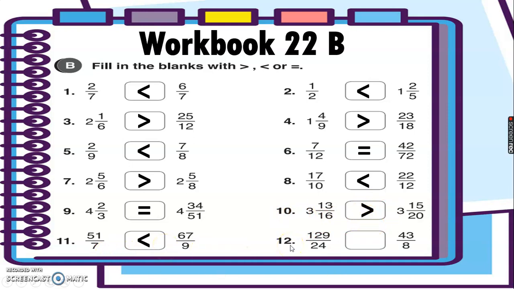So we have the last number. Number 12, we have 129 over 24 and 43 over 8. So equal to. Do you understand now, kids?